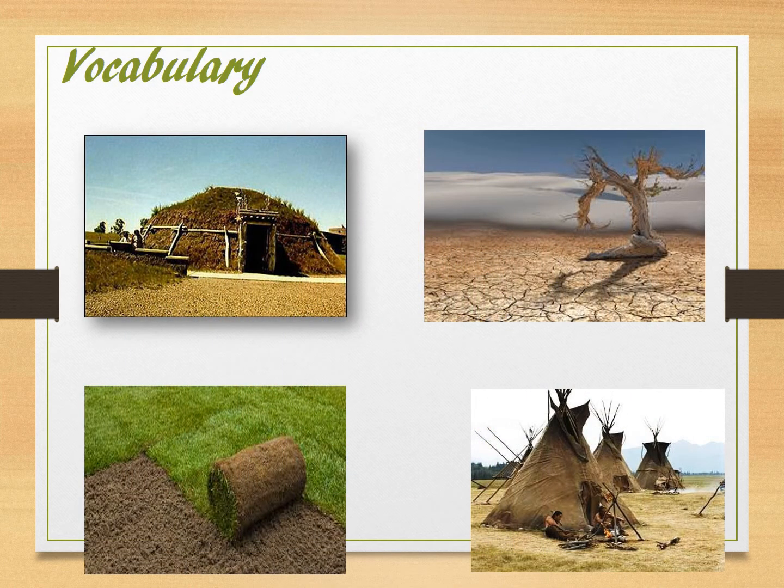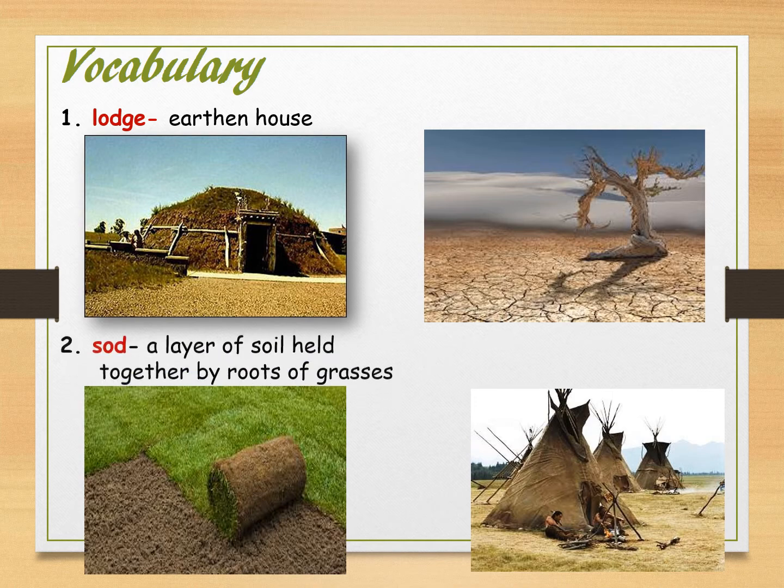Here are the vocabulary words of this lesson. Number one, we have lodge, which means earthen house. Look at the picture. It is a kind of house, grade 5, that is covered partially or completely with earth. It is best known from the Native American cultures of the Great Plains. And number two, we have sod. It is a layer of soil held together by roots of grasses. We're going to find out more about what it is for native people.